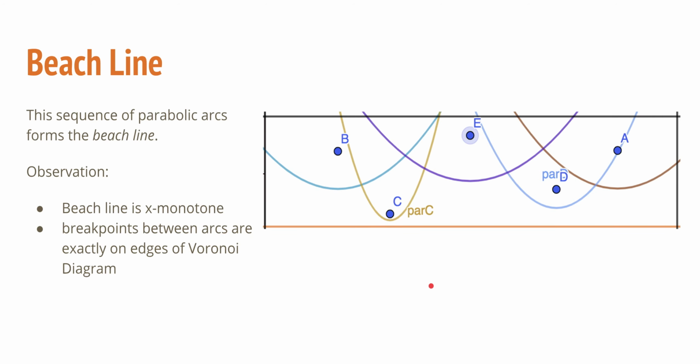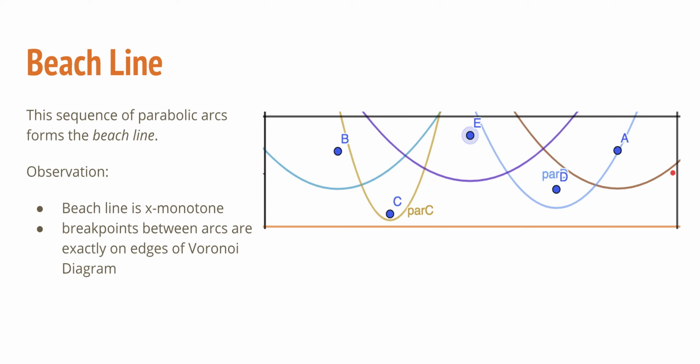So, two observations. The beach line is x-monotone, as you can see here. This is the beach line here. This is x-monotone. And the second observation is that the breakpoints between arcs are exactly on edges of the Voronoi diagram.